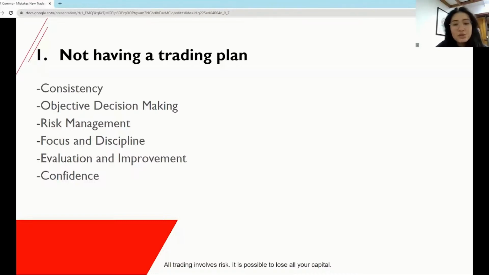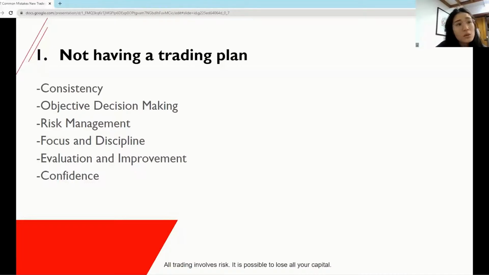So a trading plan helps you to maintain your consistency in your trading approach because it outlines your trading strategy, including entry and exit criteria, risk management rules, and position sizing. So by following a well-defined plan, you are less likely to make impulsive decisions based on emotions or market noise. Consistency is crucial for long-term success in trading.